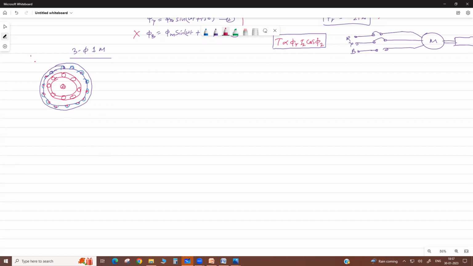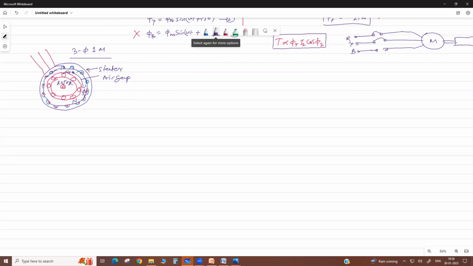So when we put a 3-phase supply to the stator, a magnetic field is developed in the air gap. So there are two major parts, the stator and the rotor, and in between there is an air gap. In the air gap, a magnetic field phi is developed. This rotates with synchronous speed, Ns.